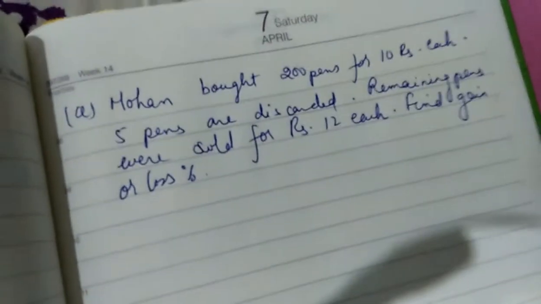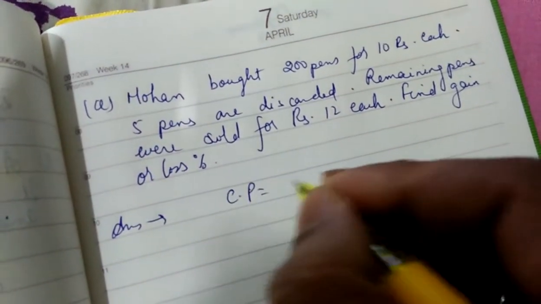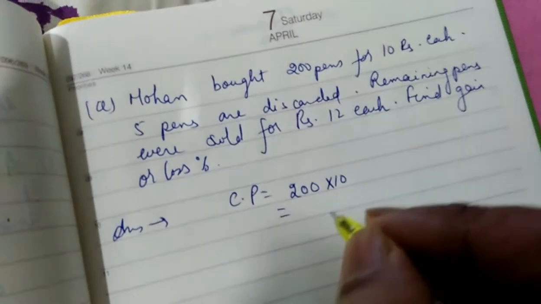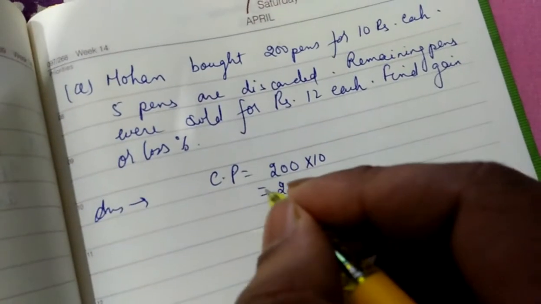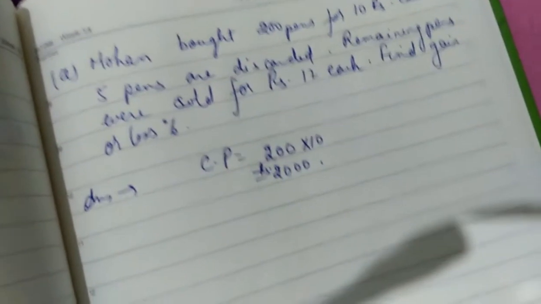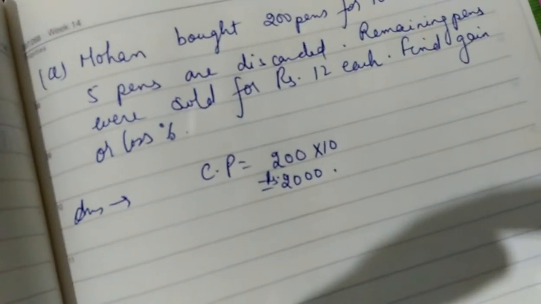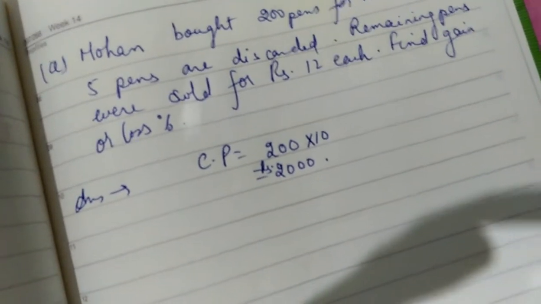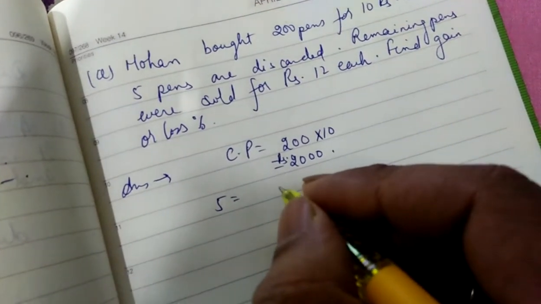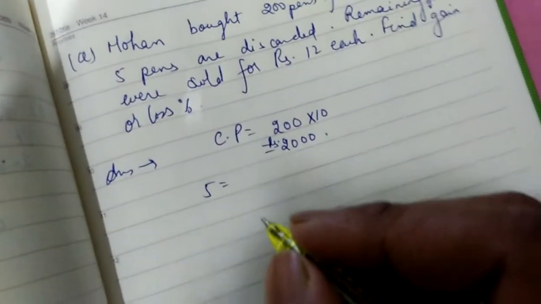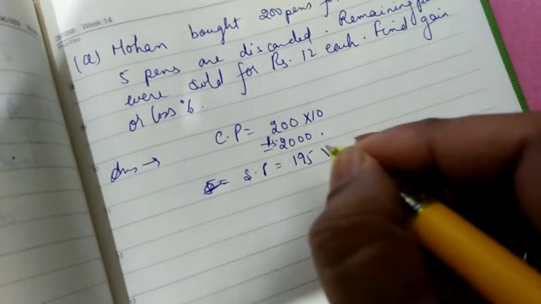Okay, so the answer is going to be, cost price is 200 pens into 10 rupees each. So yes, 2000 rupees is the cost price. All of you are supposed to add units while solving, for better understanding. Now 5 pens have been discarded. Remaining pens were sold for 12 each. So the net selling price is 195 pens into 12.